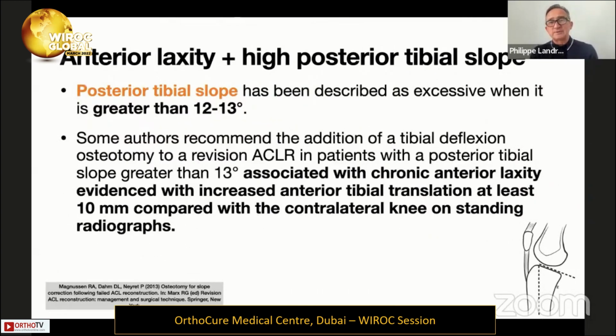The posterior tibial slope is described as excessive when it is greater than 12-13 degrees. And some authors, particularly the French Lyon School, recommend the addition of a tibial deflection osteotomy to a revision ACL reconstruction when the patient has a posterior tibial slope greater than 13 degrees, not only when it's greater than 30 degrees, but when it's associated with increased anterior tibial translation, at least 10 millimeter on the radiograph or on the GNRB or KT 1000 or 2000 when you have the opportunity to use this kind of thing.